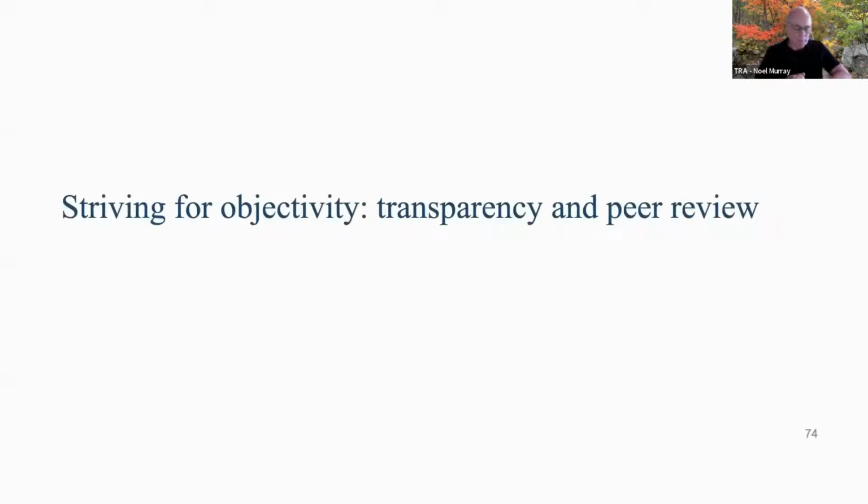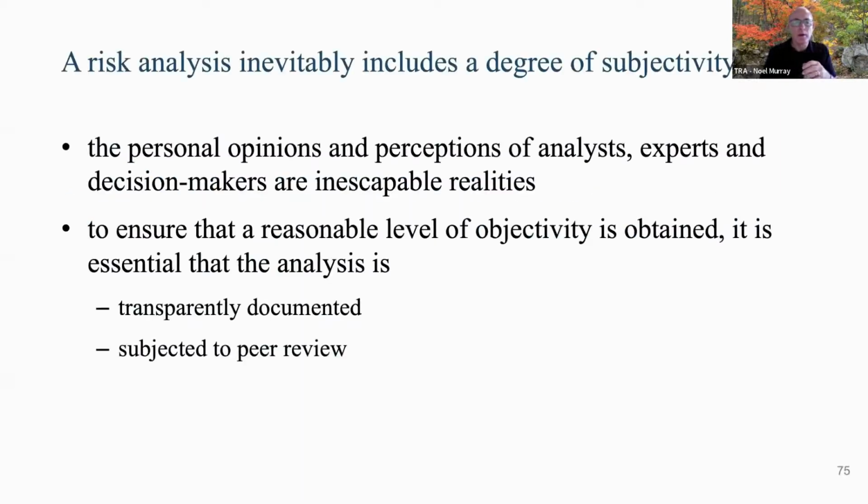But just in wrapping up this session, I'd like to finish off by talking a little bit about how we achieve objectivity and looking at transparency and peer review. Now, obviously, a risk analysis inevitably includes a degree of subjectivity. The personal opinions and perceptions of the analysts, the experts that we may consult, as well as the decision makers themselves, these are all inescapable realities. So to ensure a reasonable level of objectivity is obtained, it's essential that the analysis is transparently documented as well as subject to peer review.